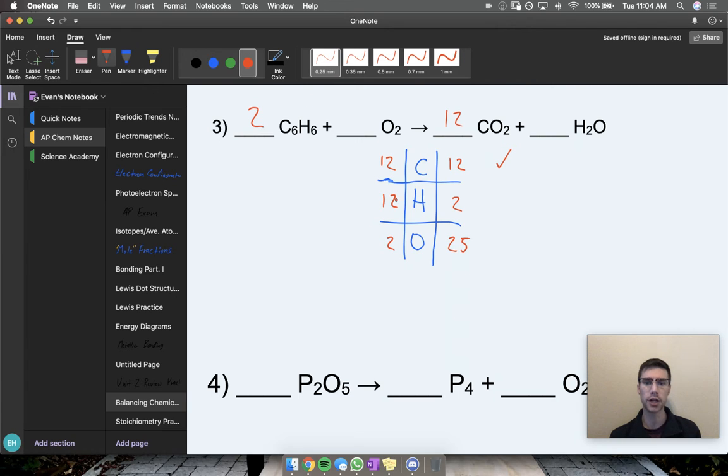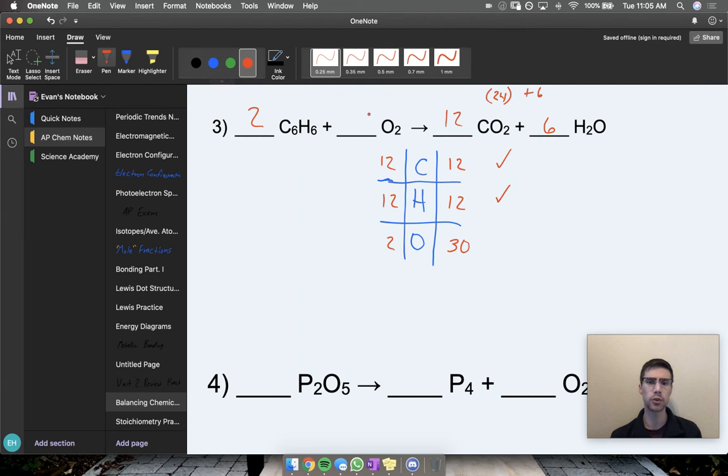Now that we have 12 hydrogens on the left, we can put a 6 here. That 6 will change not only how many hydrogens we have, but also how many oxygens we have on the right, because these are our products. So 6 times 2 gives us 12 hydrogens. Cool, these are balanced now. Now, how many total oxygens do we have on the right side of the equation? Well, we have our 12 times 2, which gives us 24, plus our 6 from water, which gives us a total of 30. That's good because that's an even number.